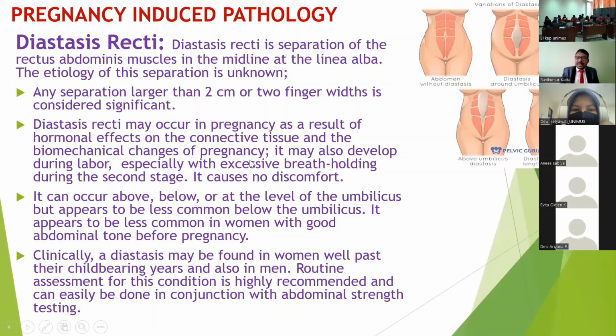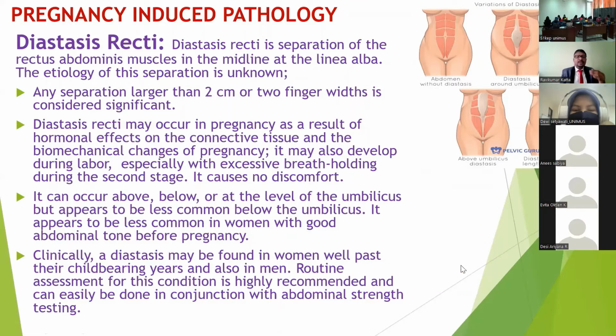This diastasis recti may occur in pregnancy as a result of the hormonal effect on the connective tissue and also biomechanical changes in pregnancy because of the posture and hormonal changes. Also during labor, prolonged breath holding may produce diastasis recti. It can occur surrounding the umbilicus, below the umbilicus, above the umbilicus, or completely along the linea alba.